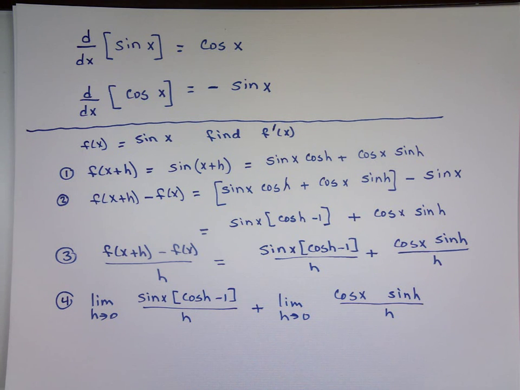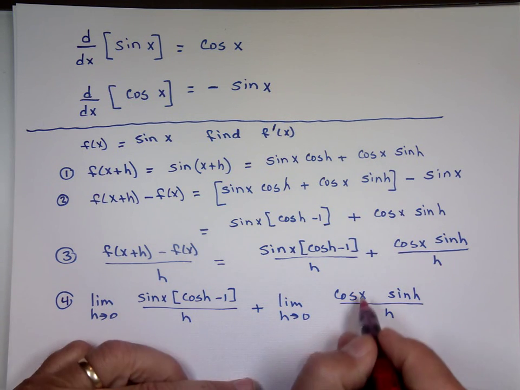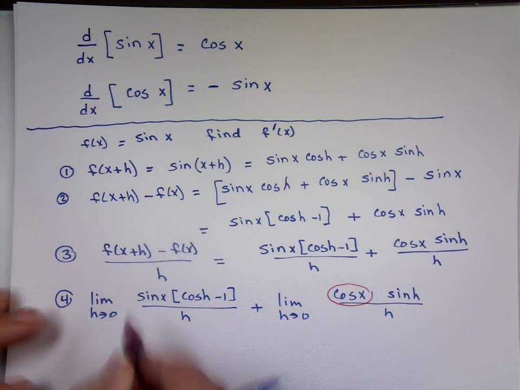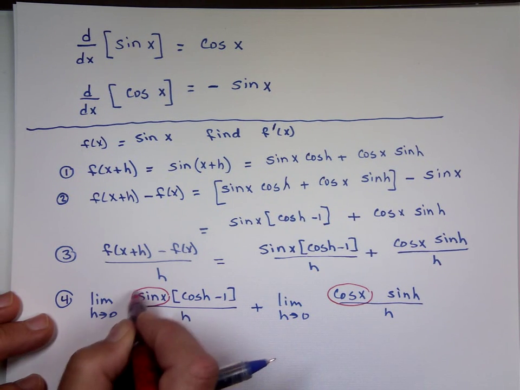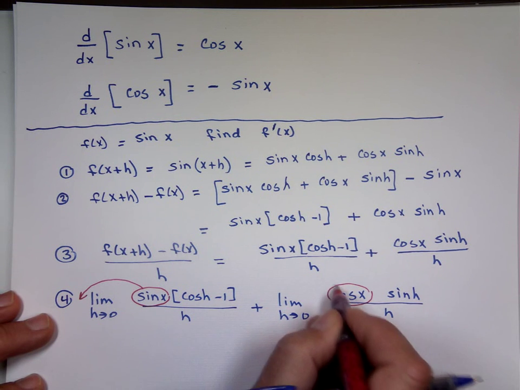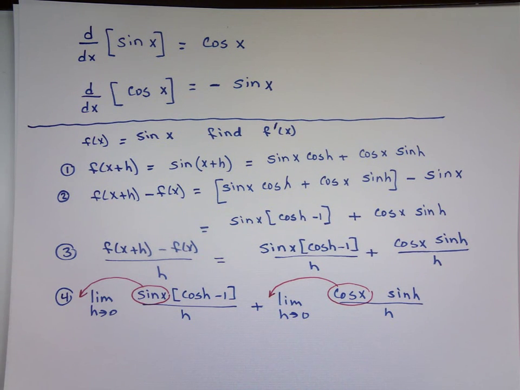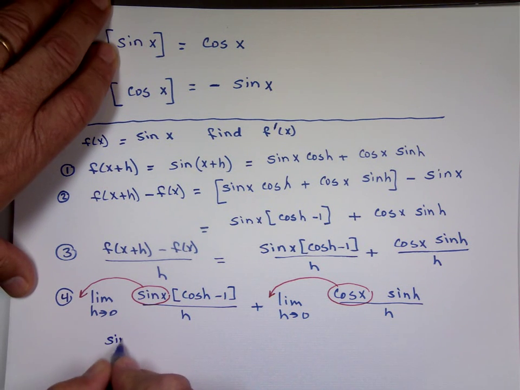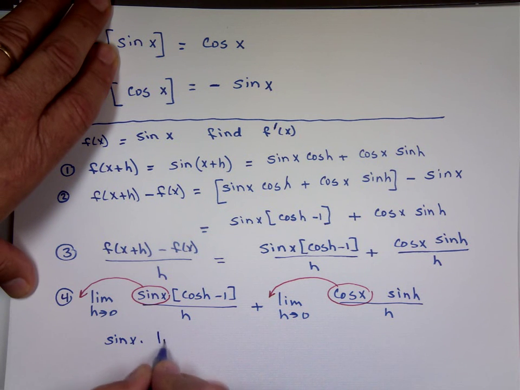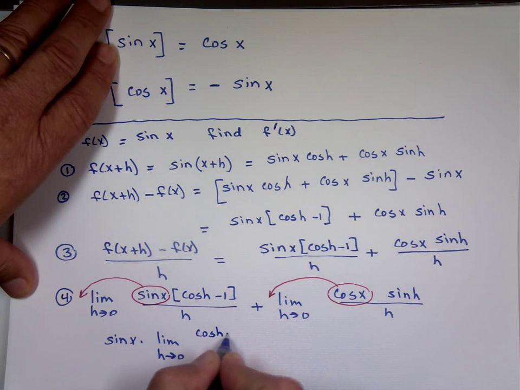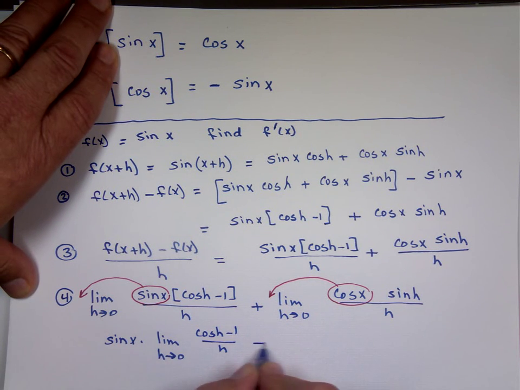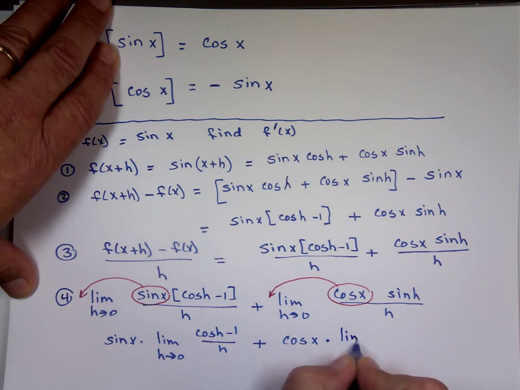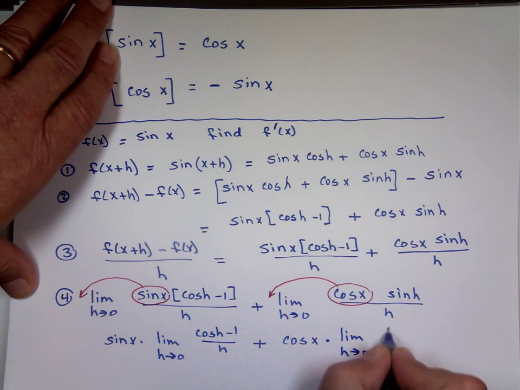Notice here that the cosine of x does not have h in it, and the sine of x, there is no h in it. So these two, I can take them outside the limit because there's no h in them. So this becomes sine of x times the limit as h approaches 0 of cosine of h minus 1 over h plus cosine of x times the limit as h approaches 0 of sine h over h.